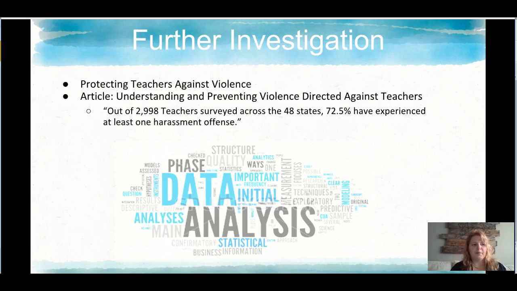Now, in my personal development in regards to this case, I feel there is a need for further investigation on protecting teachers against violence. I've done research, read several different articles, including this one, Understanding and Preventing Violence Directed Against Teachers. Out of 2,998 teachers surveyed across the 48 states, 72.5% have experienced at least one harassment offense.